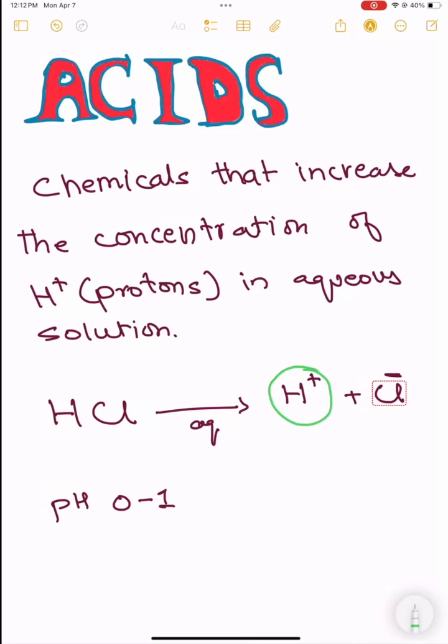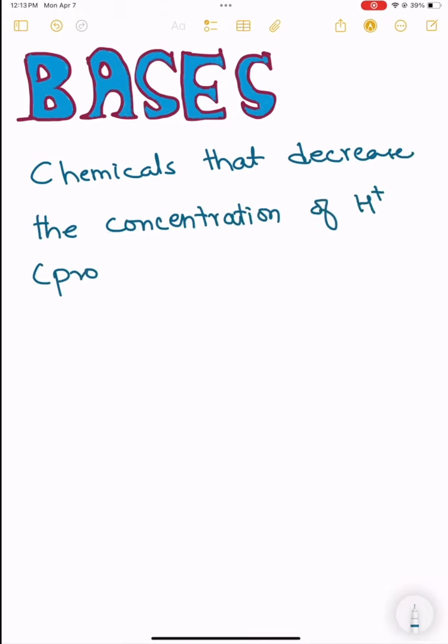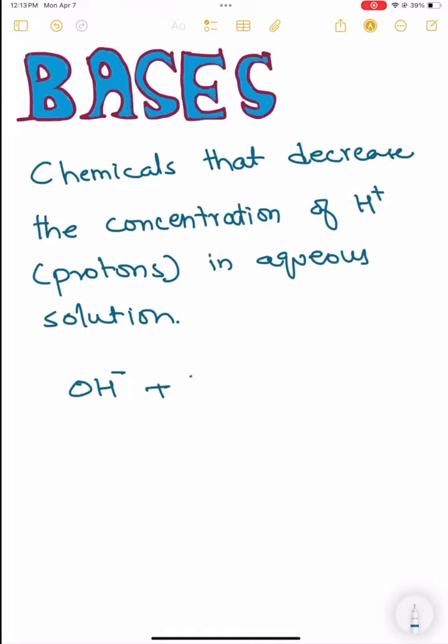in the solution. Bases, on the other hand, are chemicals that decrease the concentration of hydrogen ions in an aqueous solution. They normally do so by releasing their hydroxide ions that bind with the hydrogen ions in the solution to give water molecules. In this way, hydrogen ion concentration in the solution is decreased.